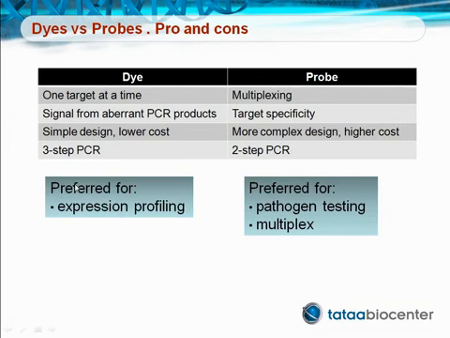In summary, dye-based assays are preferred for expression profiling when many targets are assayed in parallel singleplex reactions and it is not critical to avoid false positive signals. Probe-based assays are preferred for pathogen diagnostics when false positive signals must be avoided, multiplexing is required, or when closed tube systems are needed.